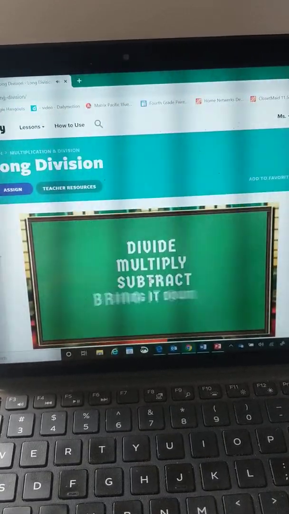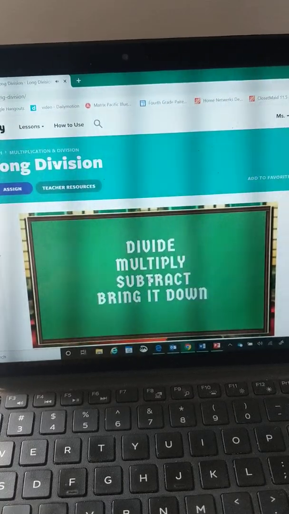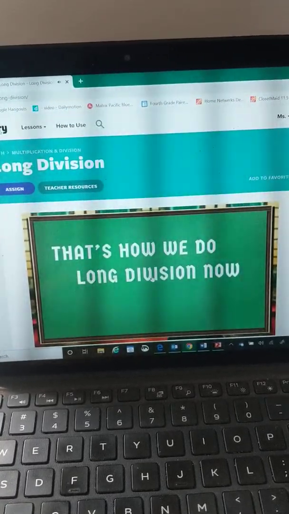Divide, multiply, subtract, and bring it down. That's how we do long division now.